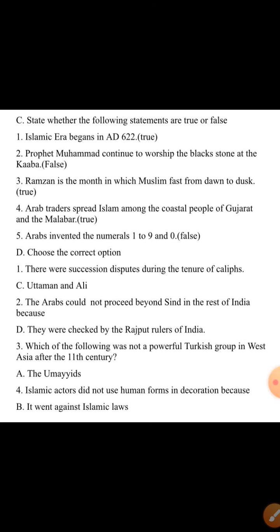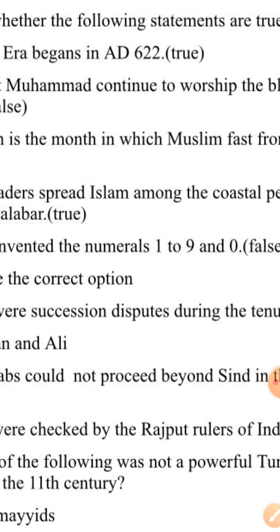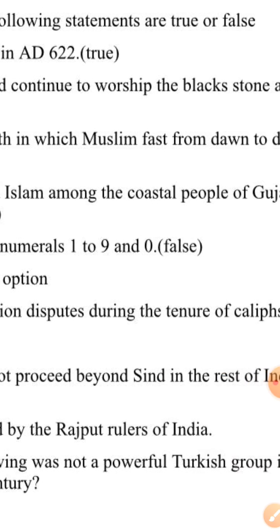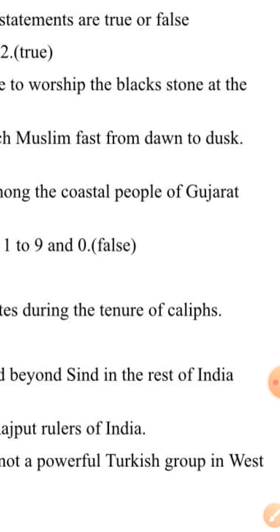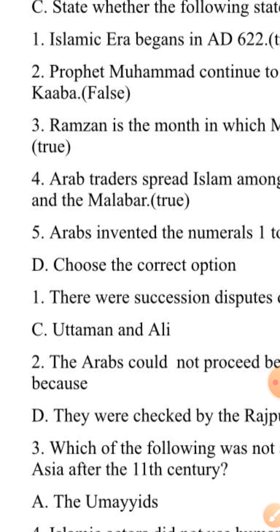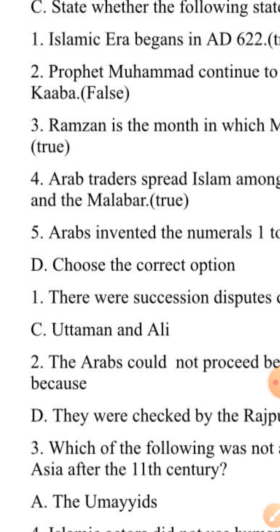State whether the following statements are true or false. So the first one is Islamic era began in 622. It is true. Second one is Prophet Muhammad continued to worship the black stone at the Kaaba. It is false. He accepted that black stone, but he never worshipped it. Okay, because Islam doesn't allow any kind of idol worship, whether it is a stone or whatever.